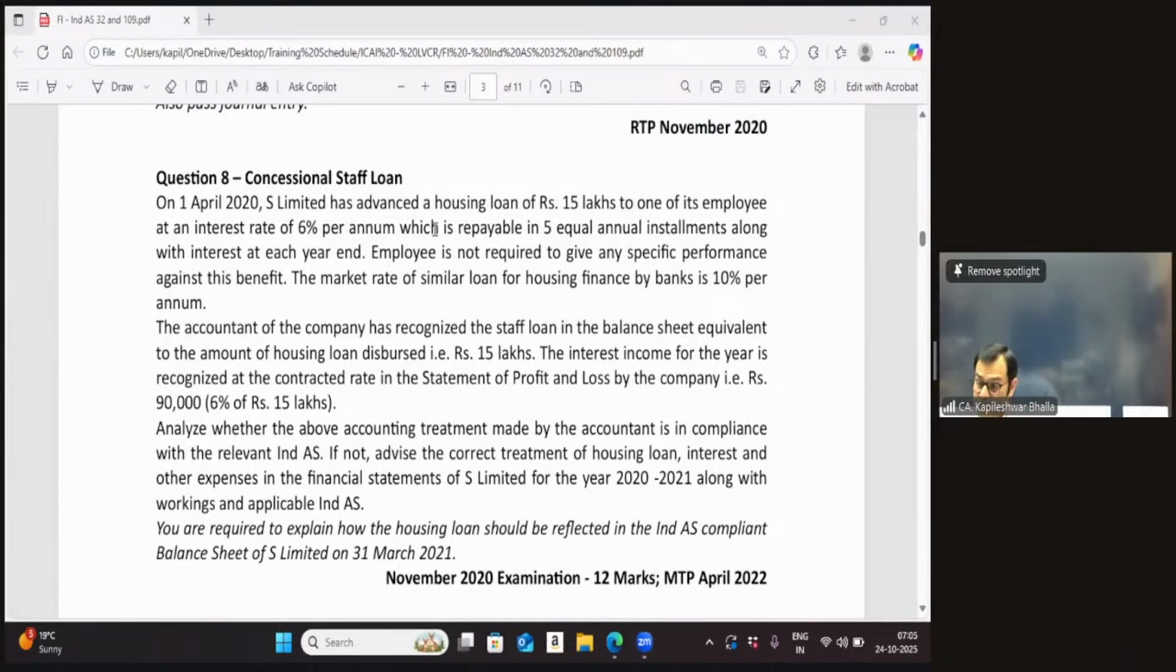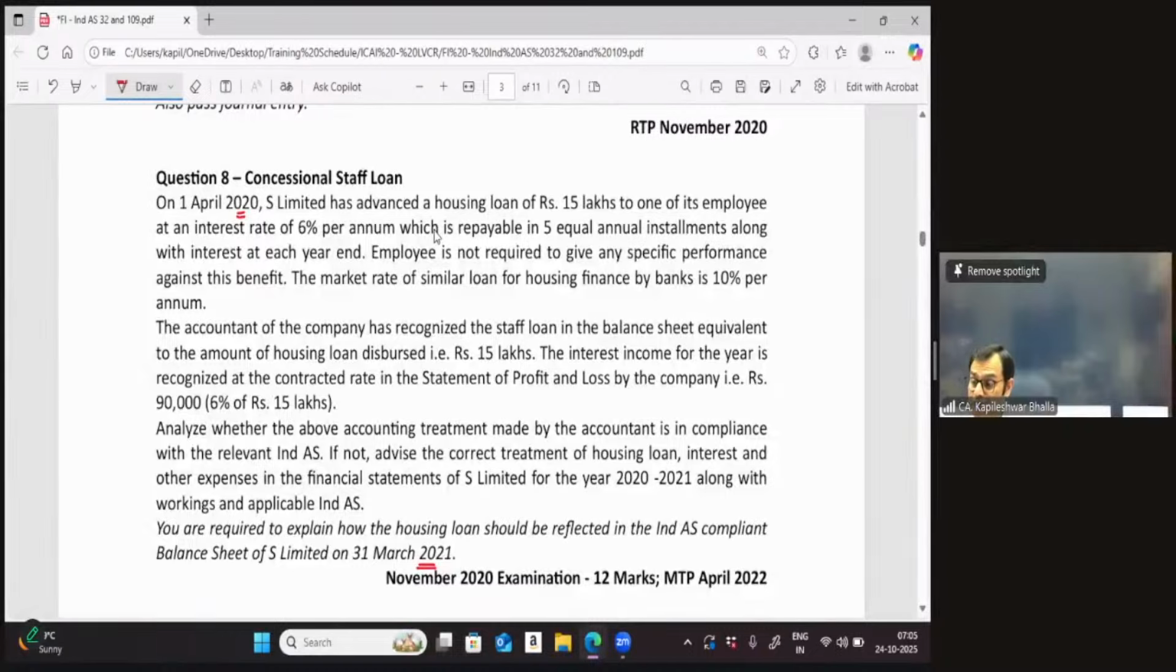Now let's read the facts of the case. We know very clearly that it is talking about a housing loan. It says on 1st April 2020, S had advanced a housing loan of 15 lakhs to one of the employees at the interest rate of 6% per annum, which is repayable in 5 equal annual installments along with interest.